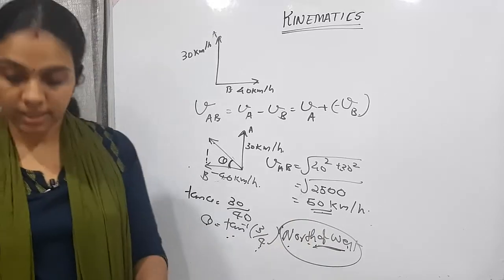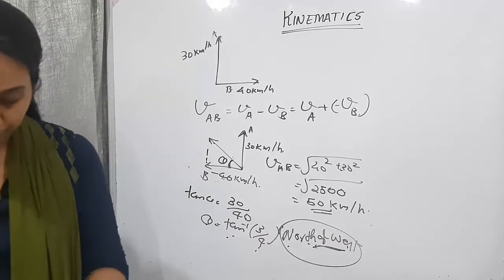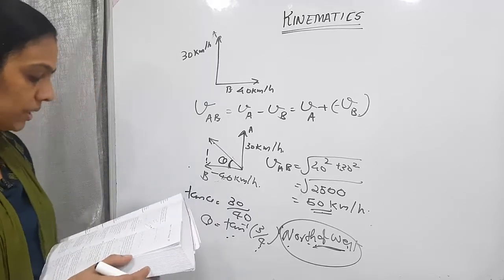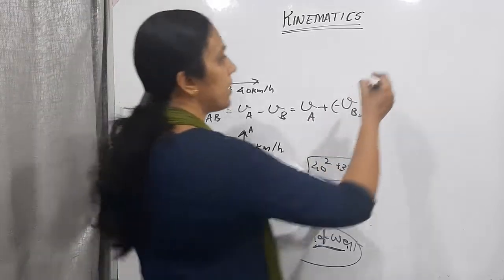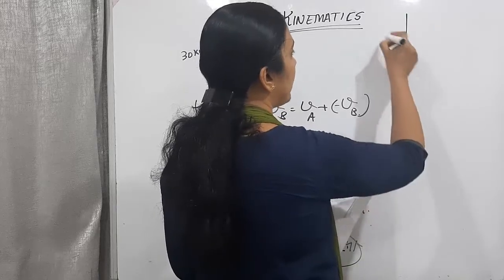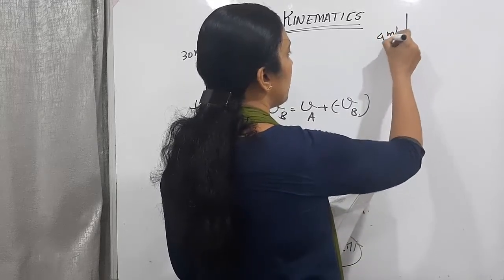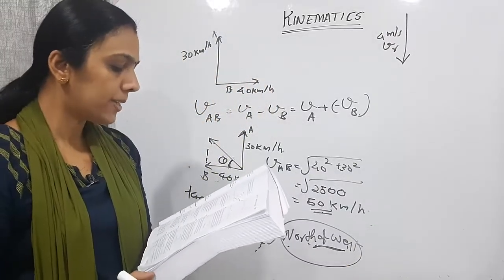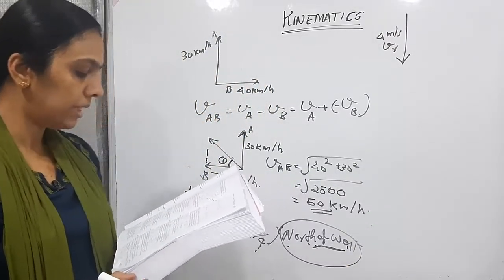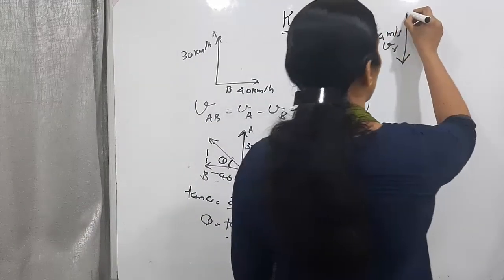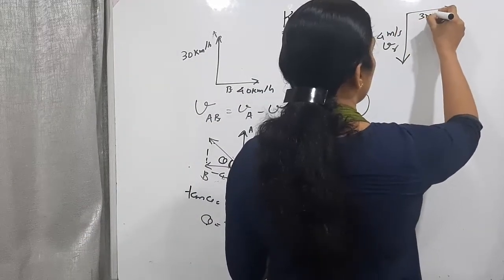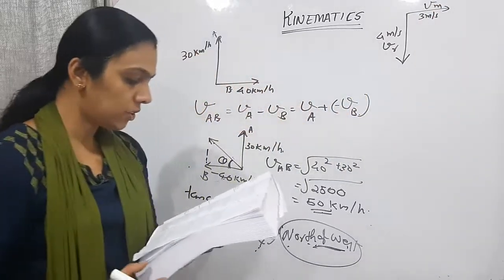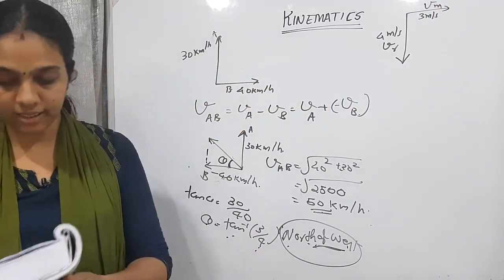Clear how we are writing down this direction? Next question. Rain is falling vertically down with a velocity of 4 meter per second. A man is moving horizontally with a speed of 3 meter per second. Now we need the velocity of the rain with respect to the man.